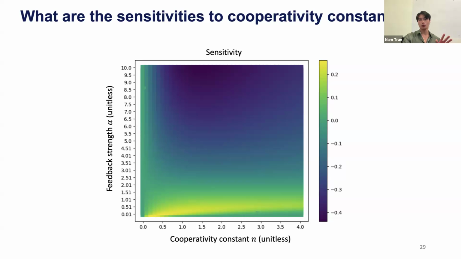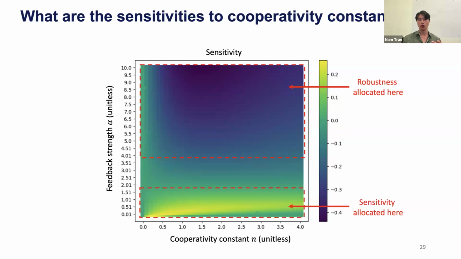Here is the heat map with alpha on the vertical axis, the feedback strength, and cooperativity on the horizontal axis. And we can see that it's darker for high alpha and brighter for low alpha. So it's really robust for strong feedback strength and really sensitive for low feedback strength. And I guess this sort of makes sense. If you're having something cycle on itself and it doesn't cycle strong enough, it's vulnerable to external disturbances.